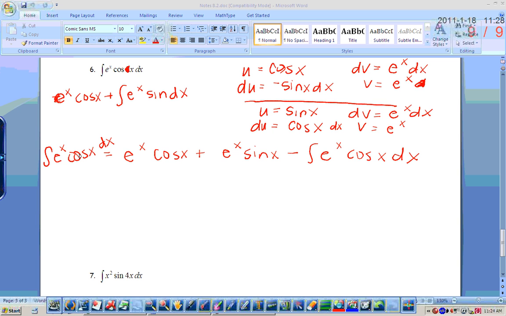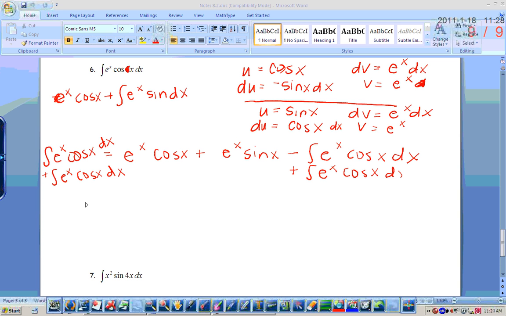Well, I've got some like terms here. I have the integral of e to the x cosine x dx on the left, and I have a negative integral of e to the x cosine x dx on the right. So I'm going to add an integral of e to the x cosine x dx to both sides. Okay, if I had just said j equals e to the x cosine x plus e to the x sine x minus j, then I could add j to both sides. I'm just combining my like terms.